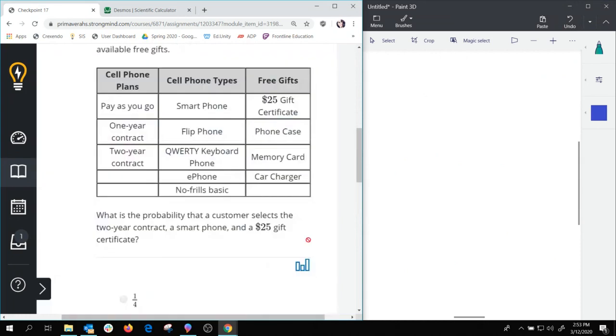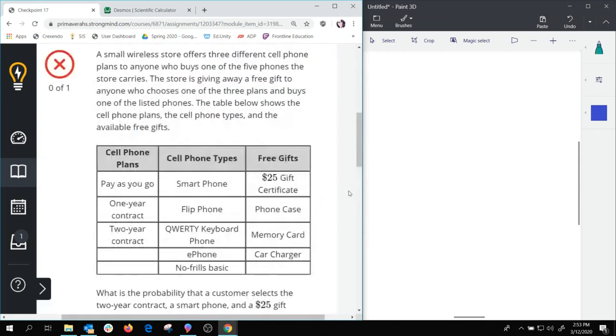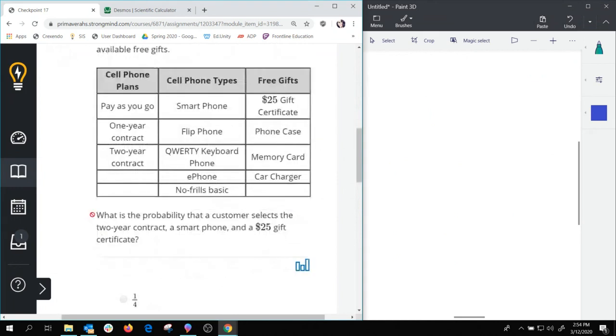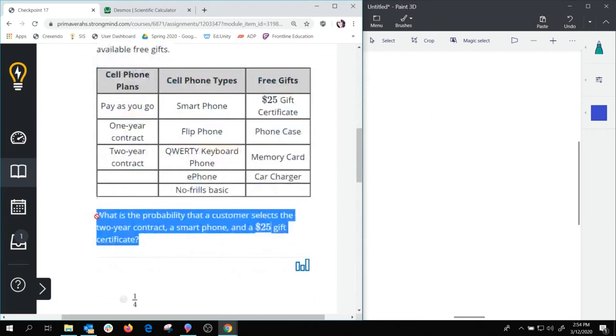All right. 13. Ooh, this one's fun. Okay, so a wireless store offers these different cell phone bundles, right? They have different plans, different cell phone types you can pick from, and then a free gift based off of whatever plan that you choose. We want to know what is the probability that a customer selects the 2-year contract, a smartphone, and a $25 gift certificate?